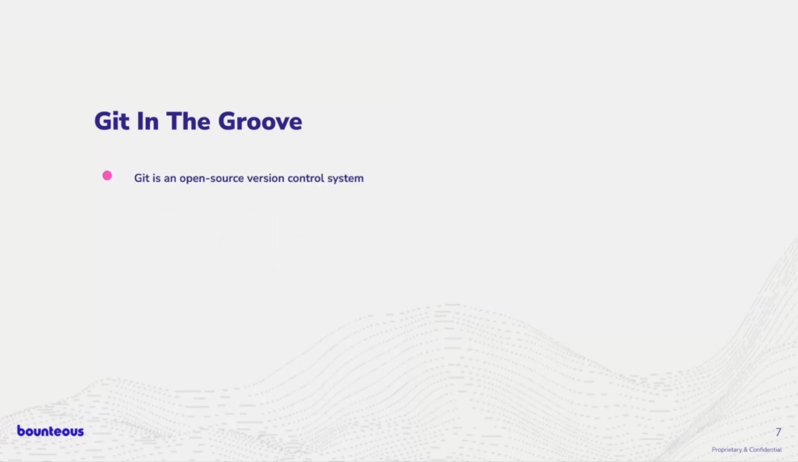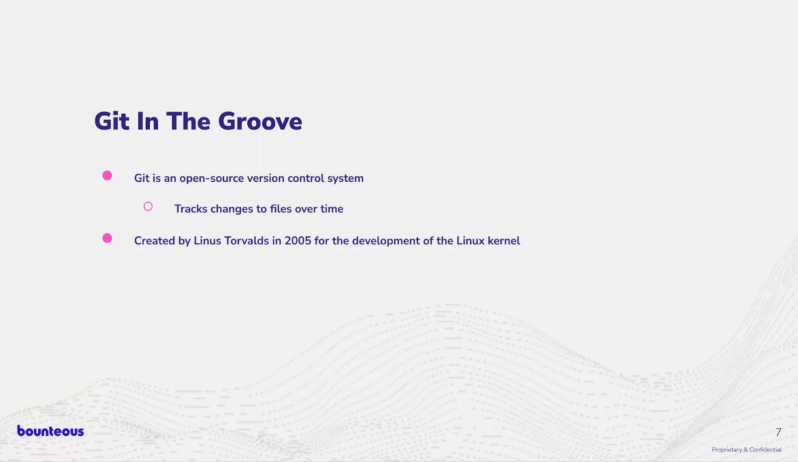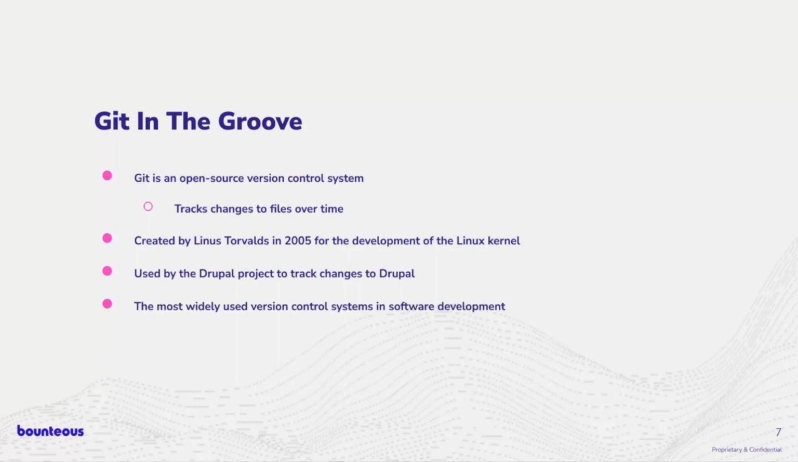Get in the group. I promise that's the only Git pun in this talk. I'm not that clever. So Git is an open source version control system. Essentially, it's used to track changes to code over the lifetime of a project. It was created by Linus Torvalds in 2005. That name sounds familiar. It's the dude who made Linux, and he actually made it for the Linux kernel. It's also used by Drupal to track Drupal core changes and contrib modules. So anytime you contribute, you're likely using it. And that being said, it's the most widely used version control system in software development.